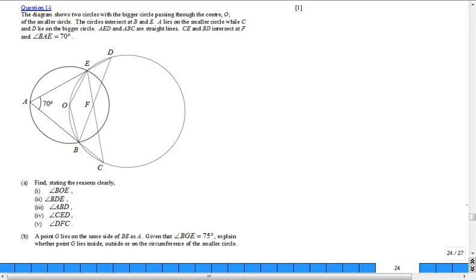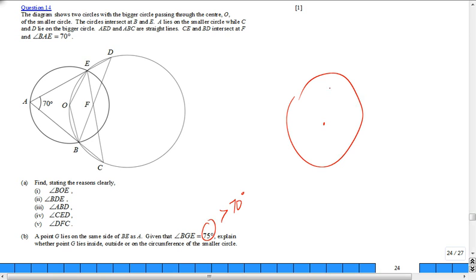We are just using angles in the same segment. Angles in the same segment are equal. So that tells you that the point G cannot lie on the circumference. It is either going to be inside or outside the circle. Since the angle is larger than 70 degrees, which is 75 degrees, this is greater than 70 degrees, that tells you that it is going to be inside.